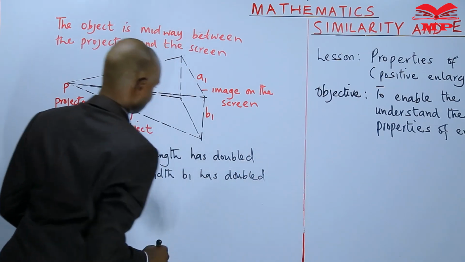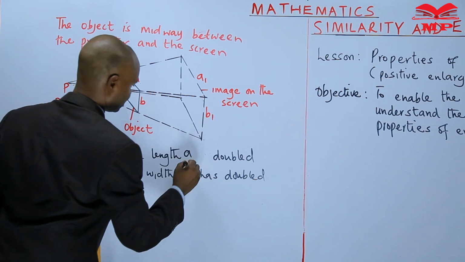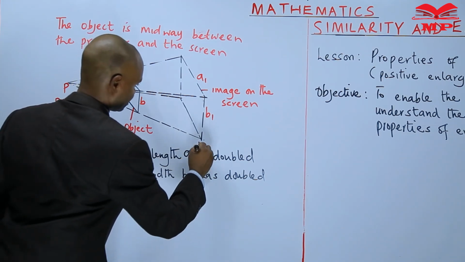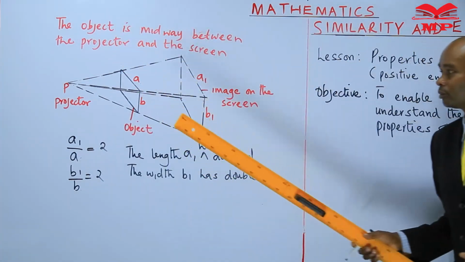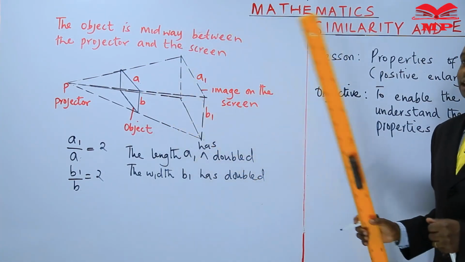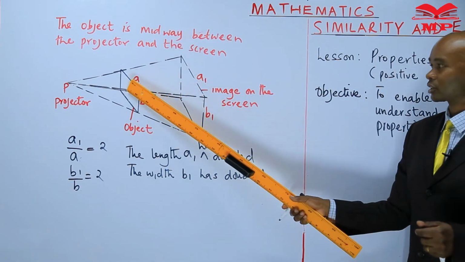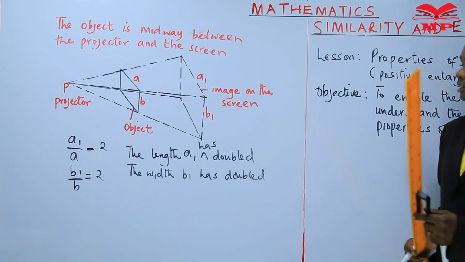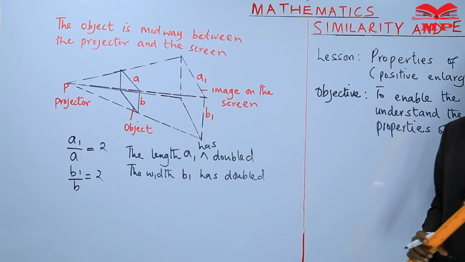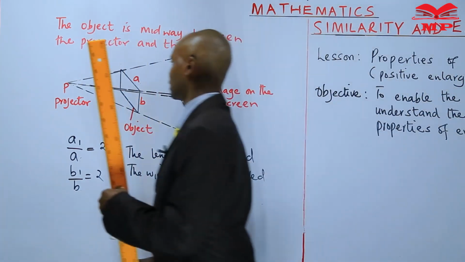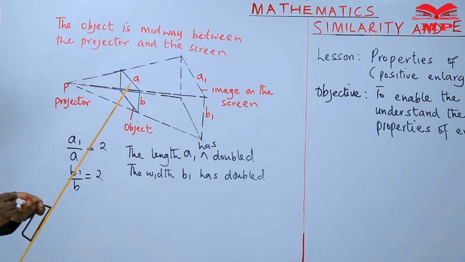So the length A1 has doubled. So what do we see? We can explain something from there. The image, the object has doubled in size. It has enlarged by a scale factor 2.